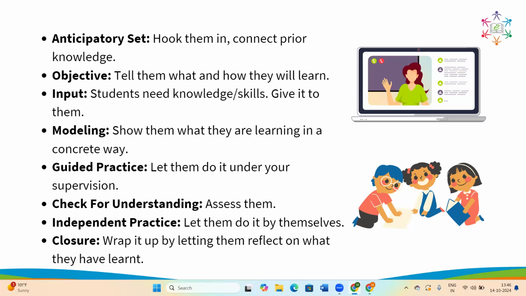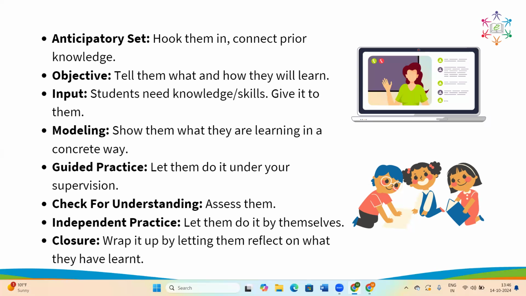Then let them know the objective or the purpose of this lesson or concept, that today we are going to learn about force and motion. So by the end of this lesson, you will be able to explain how force affects the movement of the object. Then in the input phase, you have to explain that force is nothing but a push or a pull that can make objects move, stop, or change direction. So here you are actually giving them the knowledge or the skills.